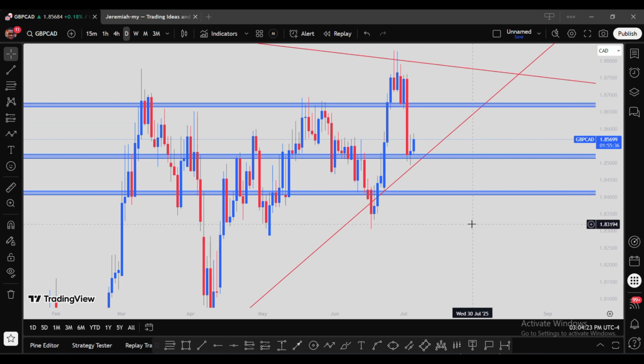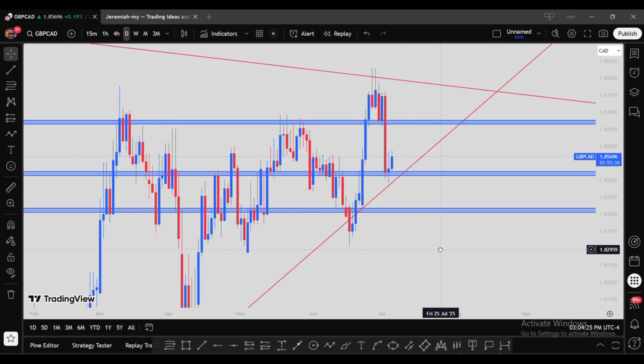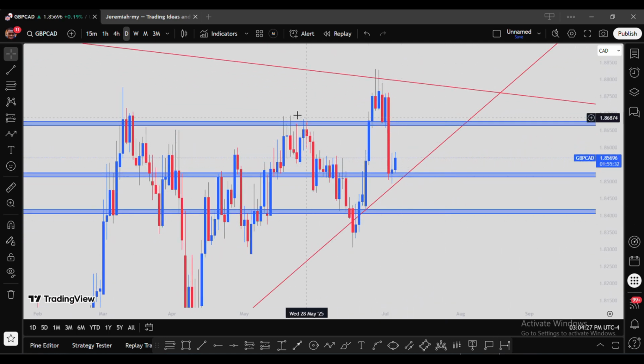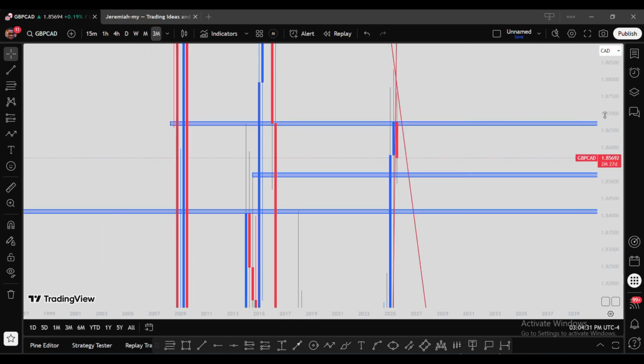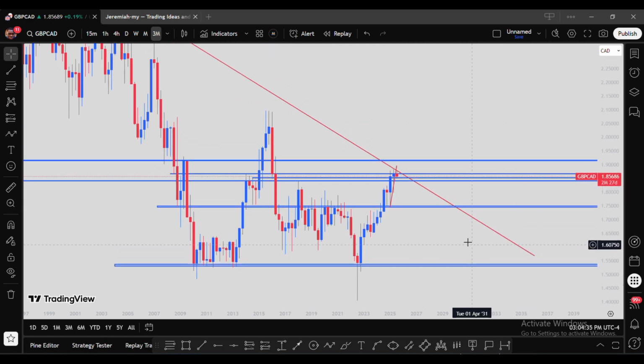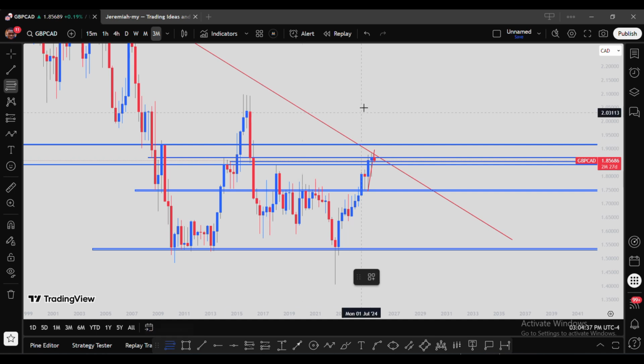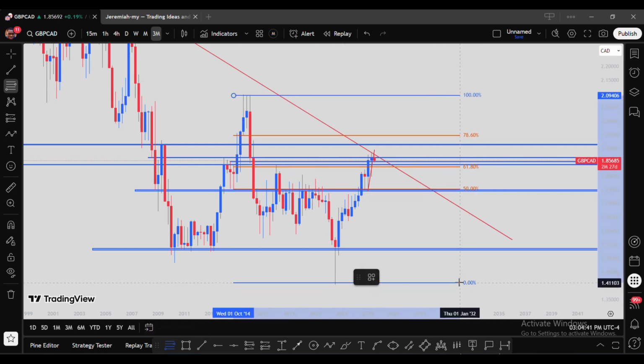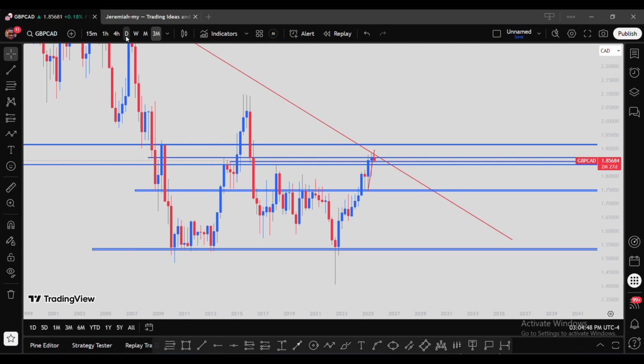So I was looking to get into a sell trade on GBPCAD, because if you go to the 3 month time frame, everything was clearly pointing to the downside. Price was still respecting this downward trend, and if I draw a Fibonacci, price was still inside the Fibonacci zone. So the structure still looked bearish on the 3 month time frame, and price was still getting rejected from the Fibonacci level. So that's why I said I'm looking to get into a sell trade on it.